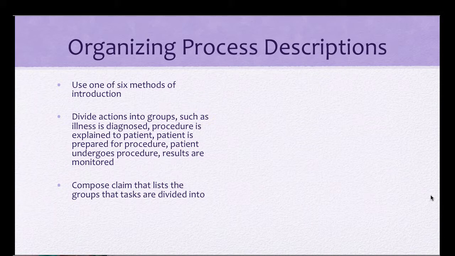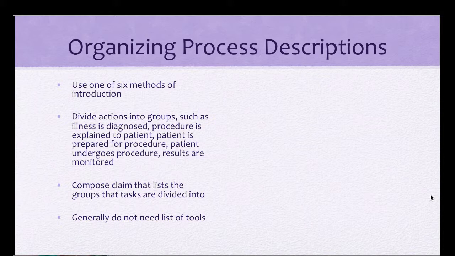Then you would compose a claim that lists the groups that those tasks are divided into. In this example, you might say, when brain surgery is performed, the illness is diagnosed, the procedure is explained to the patient, the patient is prepared for surgery, the patient undergoes surgery, and results of the surgery are monitored. So you just list those groups of actions, not each individual action.